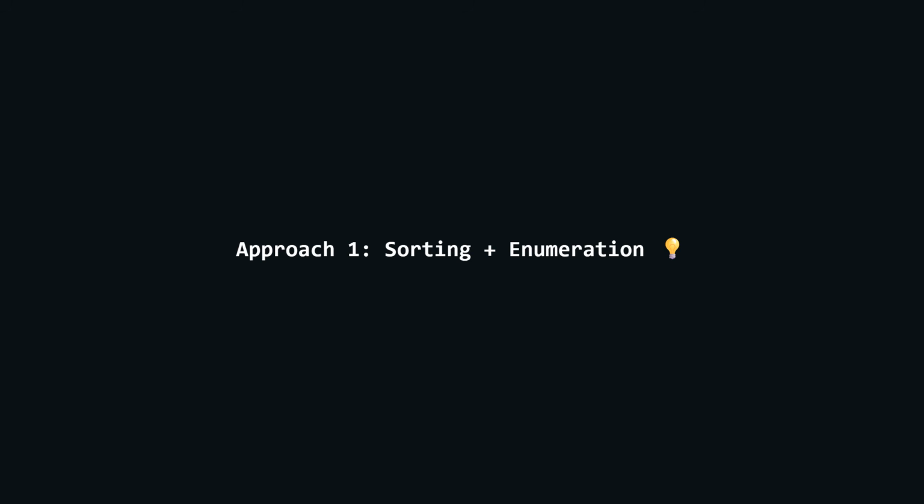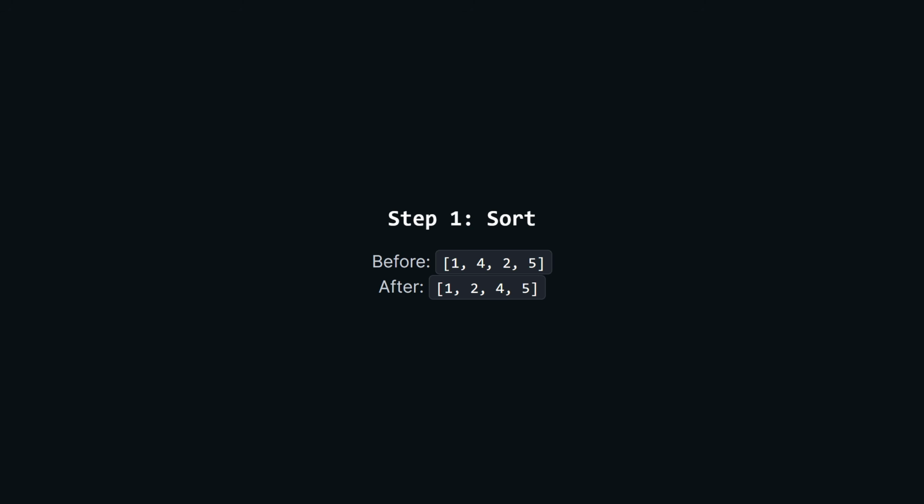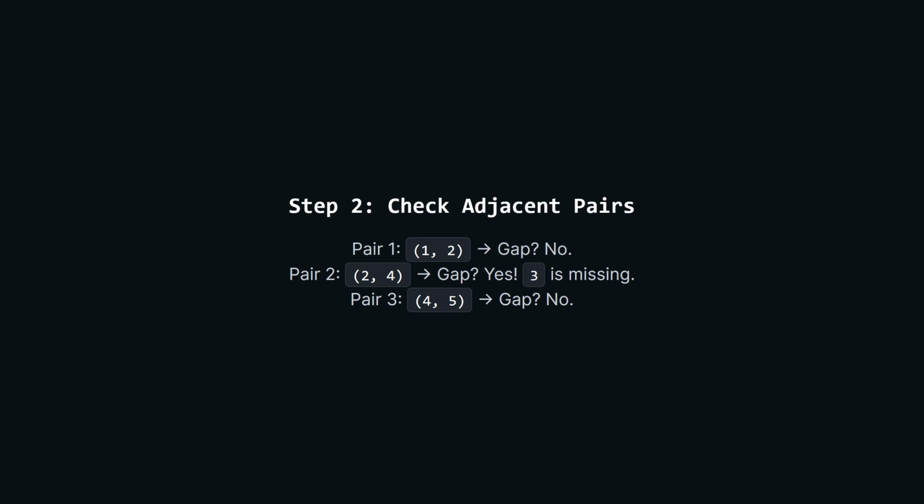Let's look at our first method for solving this. The easiest way to spot missing things is to organize what we already have. If we sort the list from smallest to largest, all the numbers line up nicely. Now the gaps become obvious. We can just look at each number and the one directly next to it. If the difference between them is more than 1, we know there are missing numbers squeezed in between them.